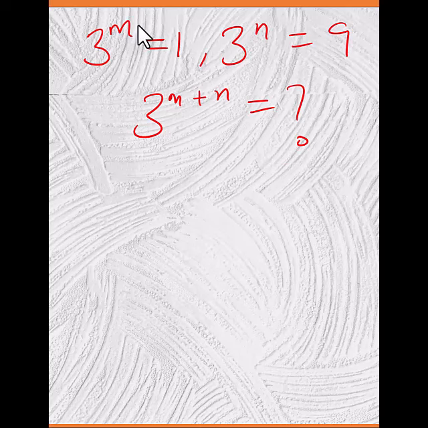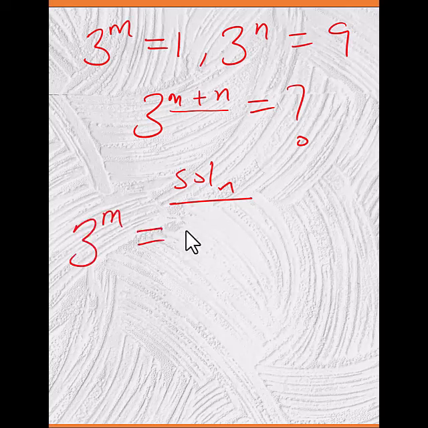Now we have 3 raised to m equals 1 and 3 raised to n equals 9. So we have to find 3 raised to m plus n. Now, first of all, let's solve for m from here. We can write this as 3 to the power m equals 1, which is the same as 3 to the power 0. So this side is 1. So comparing both sides, m is the same as 0.